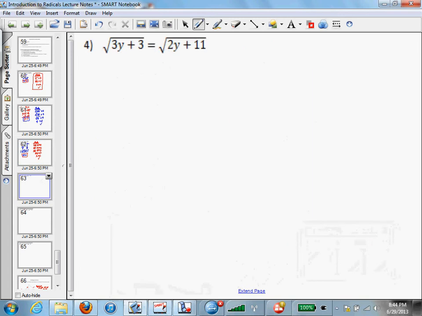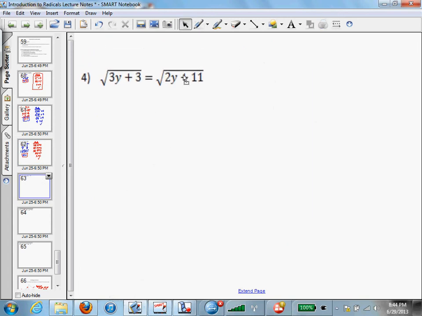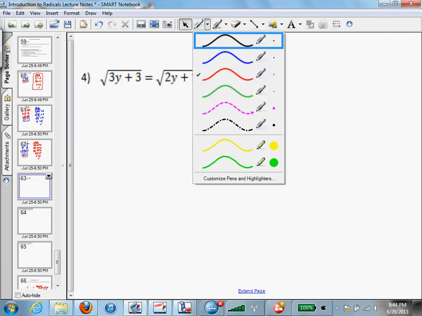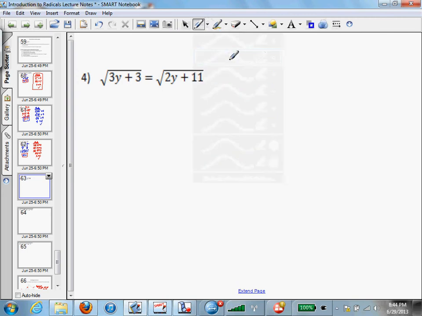So looking at example 4, what we actually want to do is to free both sides of the equation from these square roots by squaring both sides. When we do that, we're just going to get the stuff that's left inside, because those are inverse operations of each other.